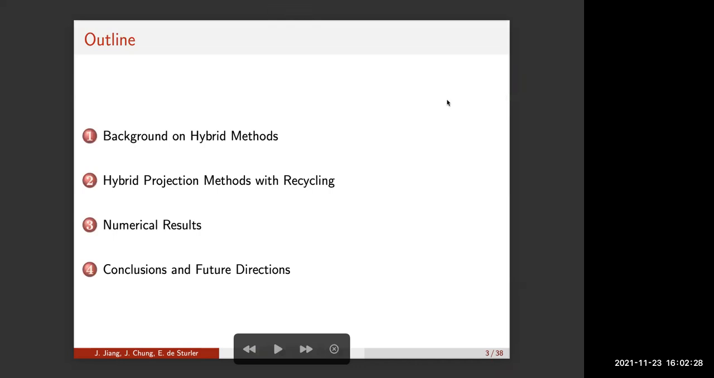My presentation has 4 parts. At the beginning, I will introduce some background on the hybrid methods and show some disadvantages of this method, which is also the motivation for us to propose this new method. And then I will introduce our proposed hybrid projection methods with recycling. After that, I will show some numerical results to compare these 2 methods. And finally, I will make some conclusions and show some future directions.